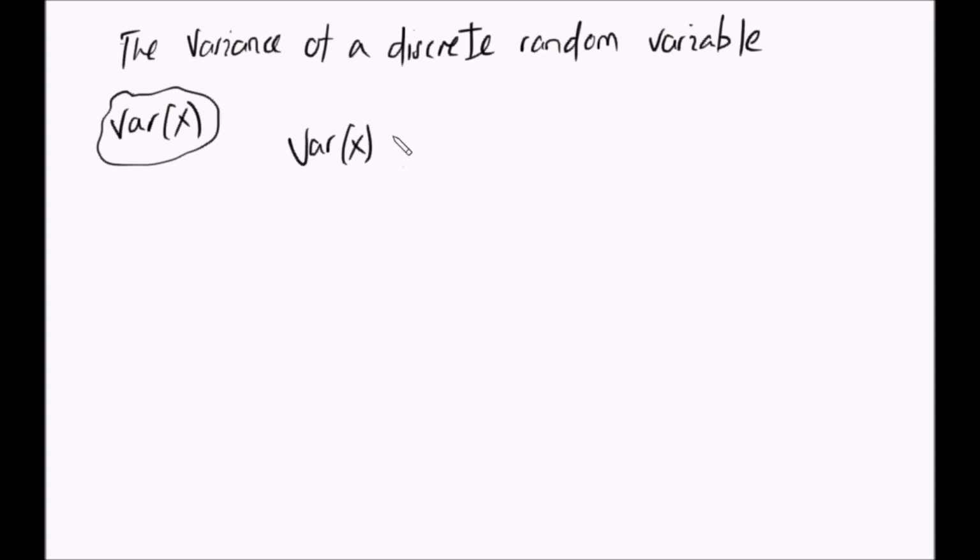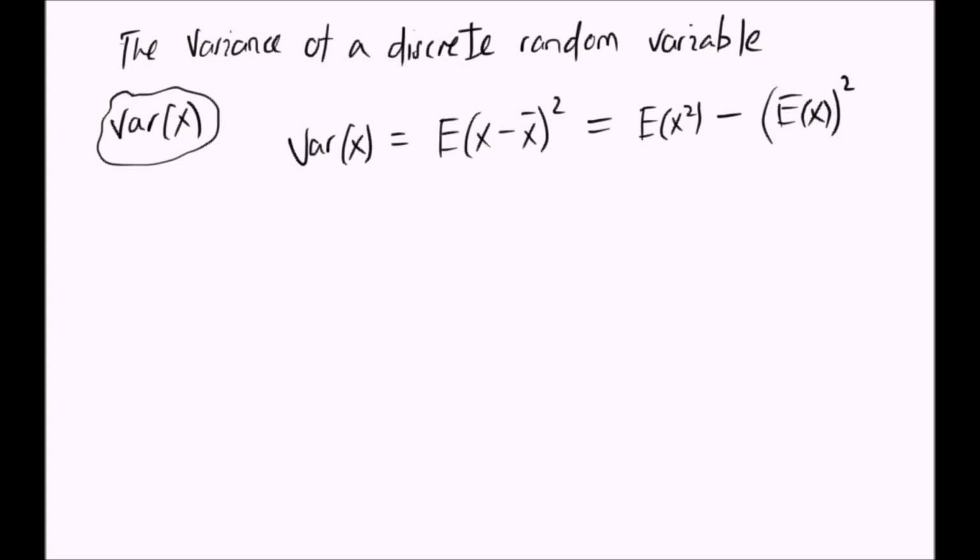Variance of x ni sasa na expected mean ya x minus hii ni arithmetic mean squared. Au unaweza ukaidefine like this: expected mean of x squared minus expected mean of x squared. Yeah, so this is the variance of a discrete random variable, na hii ndo formula yake aka definition yake.